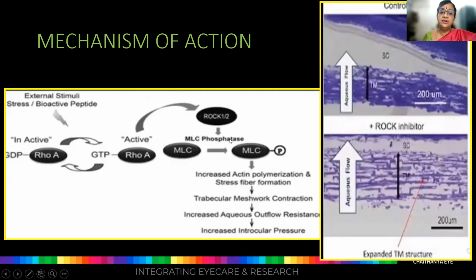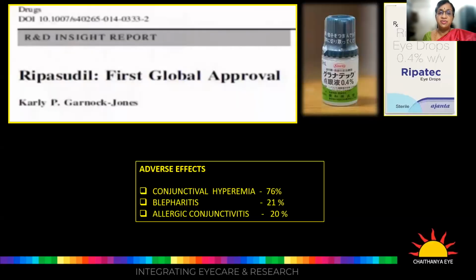They also inhibit the enzyme at this level, and hence they will act at the cytoskeletal level of the trabecular meshwork, and you have a decreased actin polymerization and hence smooth muscle relaxation in the trabecular meshwork, resulting in decreased resistance and increased aqueous outflow. These are the two hypotheses regarding the mechanism of action.